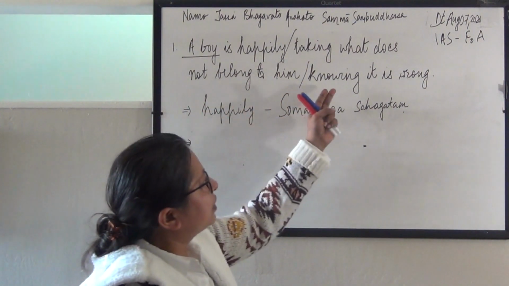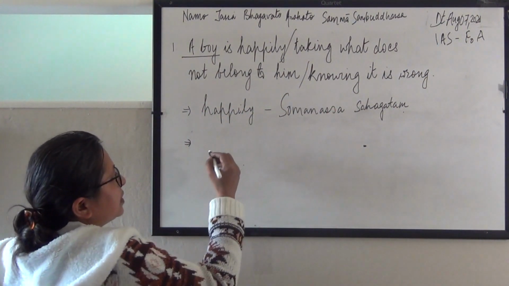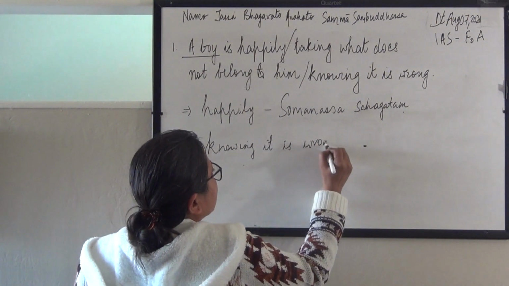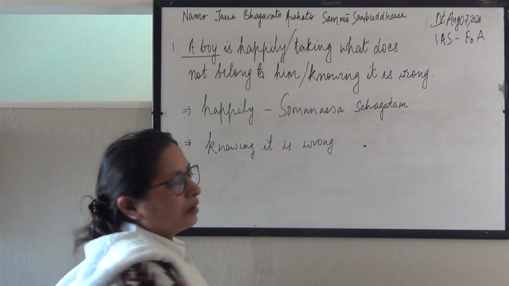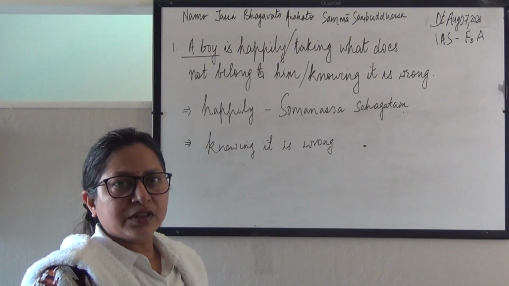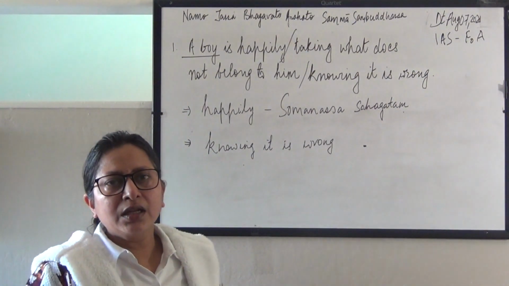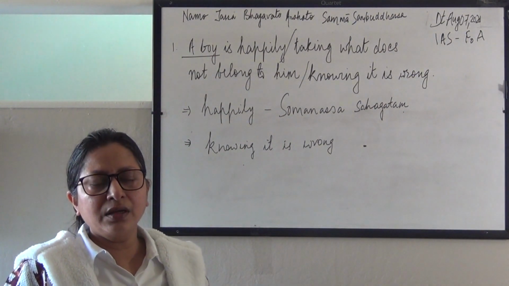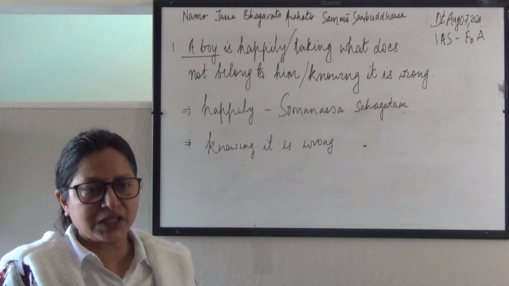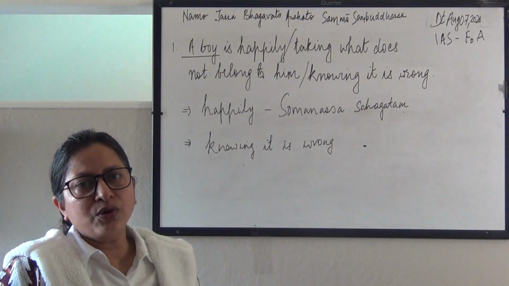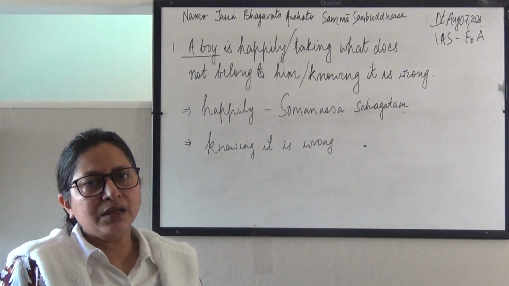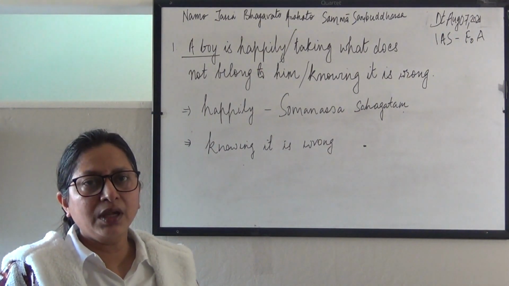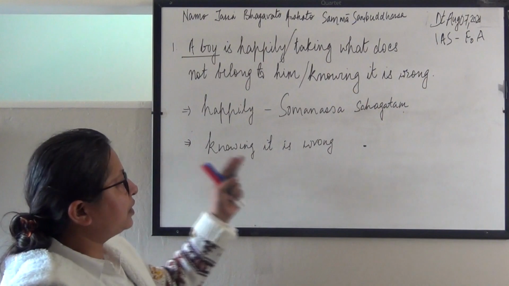Now let us see about the third part, which is knowing it is wrong. In the lobha chitta we have ditti. Ditti is michha ditti. Either one performs the lobha action, the action of greed, with michha ditti or without michha ditti. With michha ditti means he does not know that it is a wrong action, and without michha ditti means he knows correctly that whatever action he is doing is not right, it is a wrong action, and even after that he is doing it. So the boy knows that it is a wrong action.